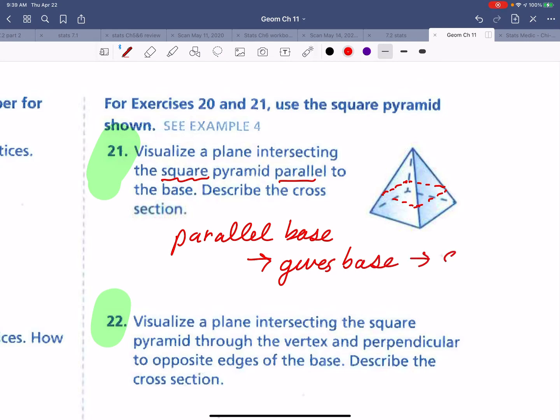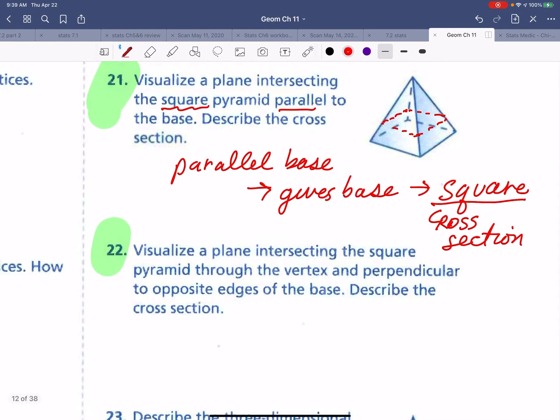So our base is a square, so we get a square. Describe the cross-section, we get a square cross-section. 22, visualize a plane intersecting a square pyramid through the vertex and perpendicular to the opposite edges of the base.